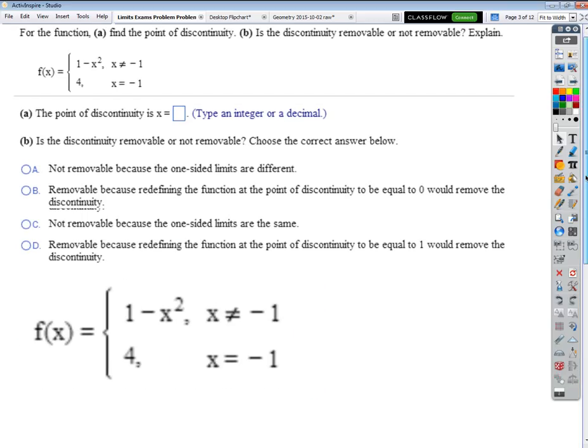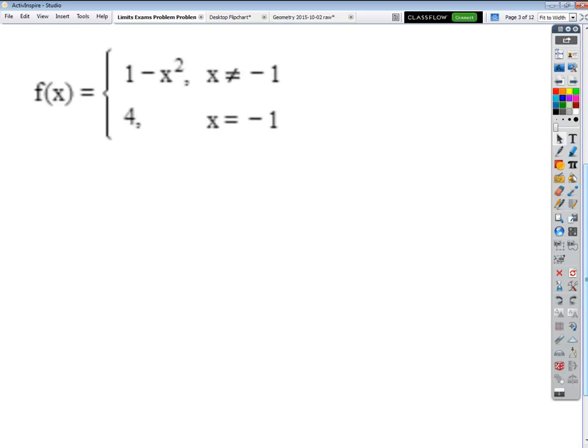Okay, so let's look at this. We want to know, is there a point of discontinuity? All right, so what is the value of the function? How are we going to know? I'm going to stop talking. You tell me. How would we know if there's a discontinuity?